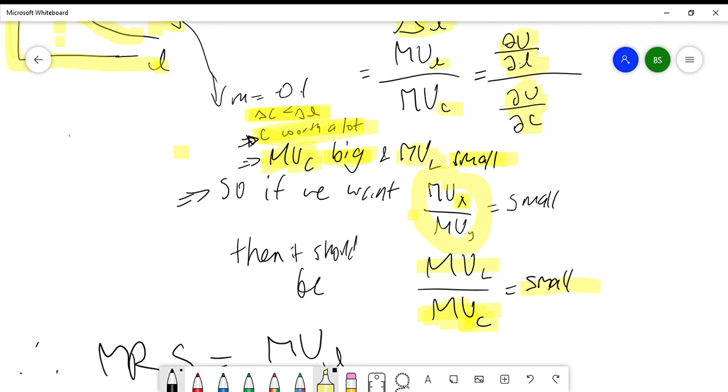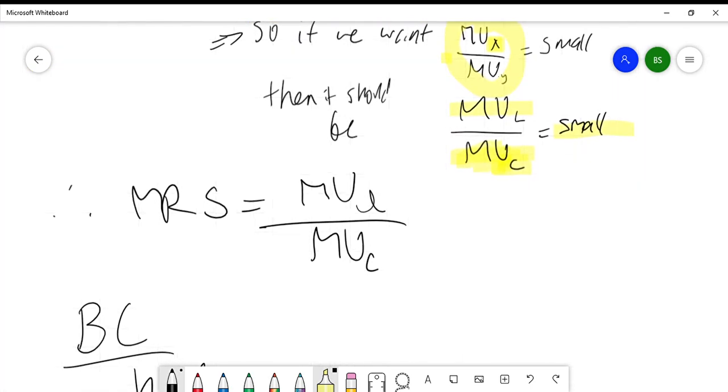So it shows you that the marginal rate of substitution, which is the slope of this indifference curve, is the marginal utility of leisure divided by the marginal utility of consumption. Great. So this is our final result.